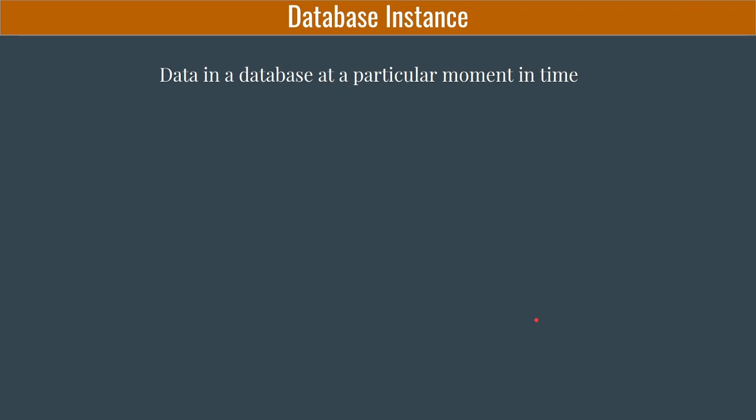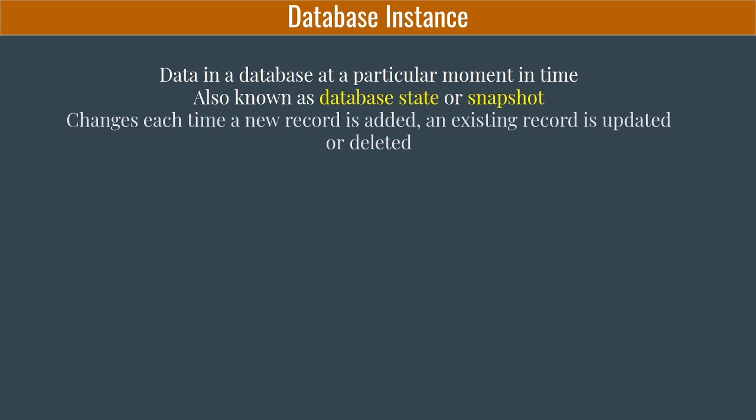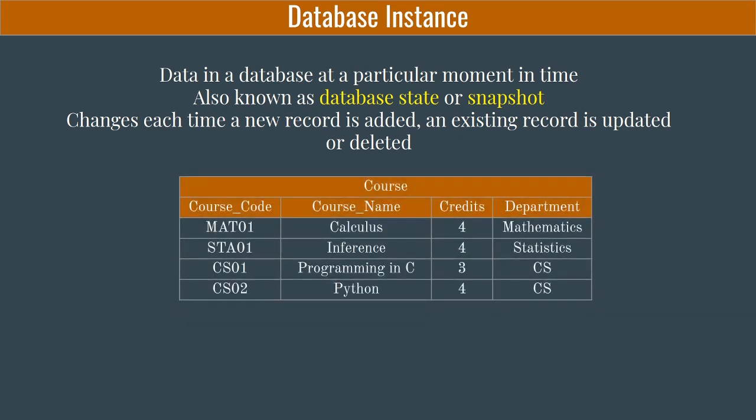Data in the database at a particular point of time is called the database instance. It is also known as database state or snapshot. It changes each time a new record is added, or an existing record is updated, or an existing record is deleted. Okay, so let's see an example. This is not a schema because it has data in it. At this particular point of time, this has 4 records in it, and this is the snapshot, the database instance at this moment.